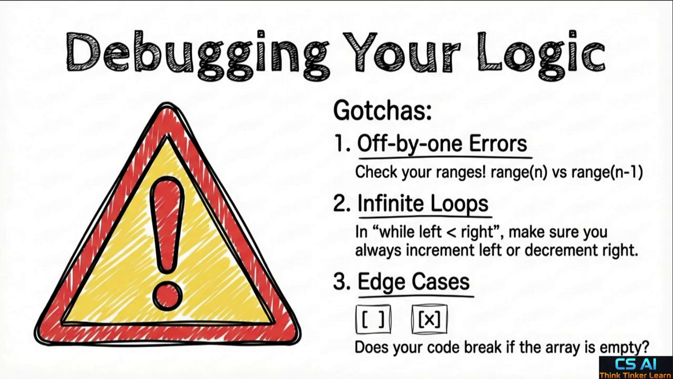Second, infinite loops. Specifically in the while left less than or equal to right pattern. You must ensure that inside the loop, you're always either incrementing left or decrementing right in every possible code path. If you forget to move them, your loop will continue to run forever. Finally, always consider edge cases. What happens if your function receives an empty array? What about an array with just one element? Test these cases explicitly. A robust algorithm handles all valid inputs, not just the happy path.